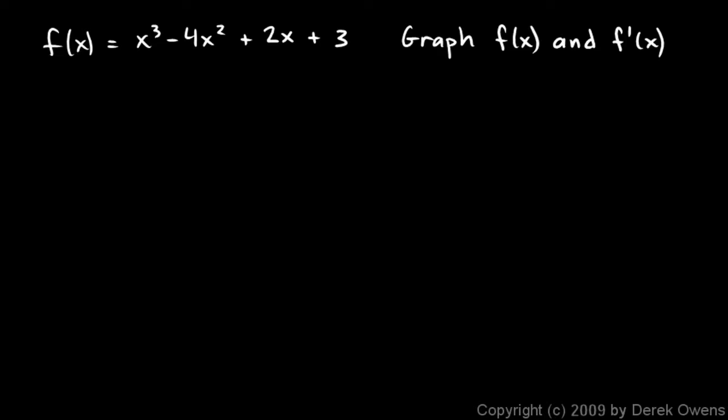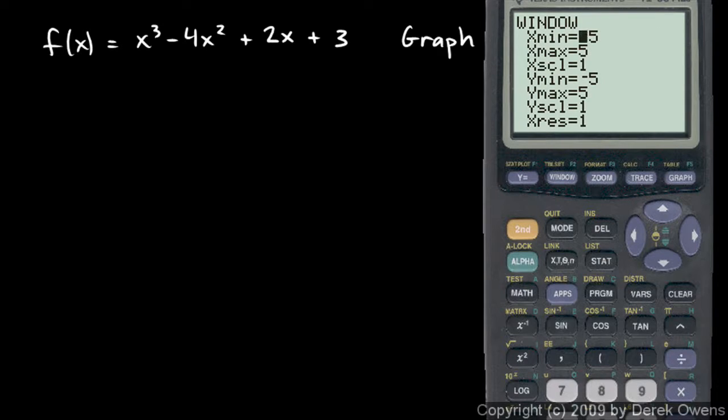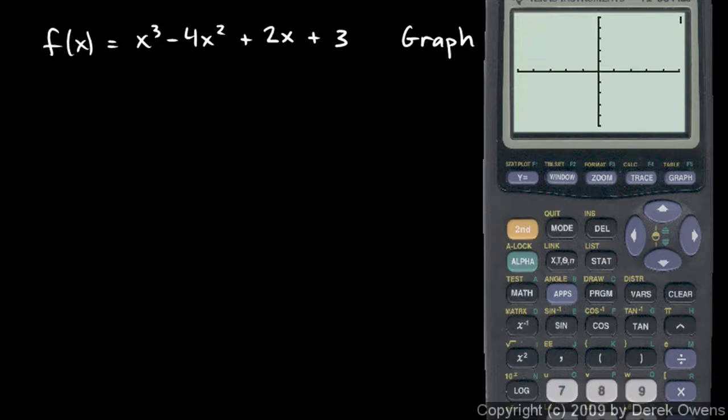This is the derivative function, which has a value at any point that is equal to the slope of the original function. Now let's graph this function. First of all, I've put it in here. Here's the calculator. I've typed it in: x cubed minus 4x squared plus 2x plus 3. And I've set my window to go from x equals negative 5 to 5, and the y values go from negative 5 to 5. And we'll hit graph, and it will plot it there.